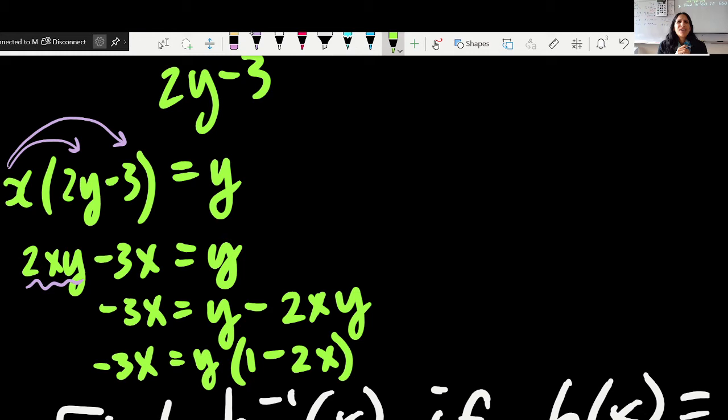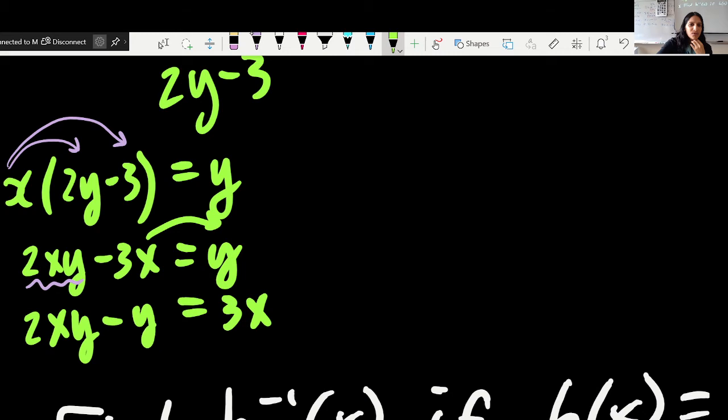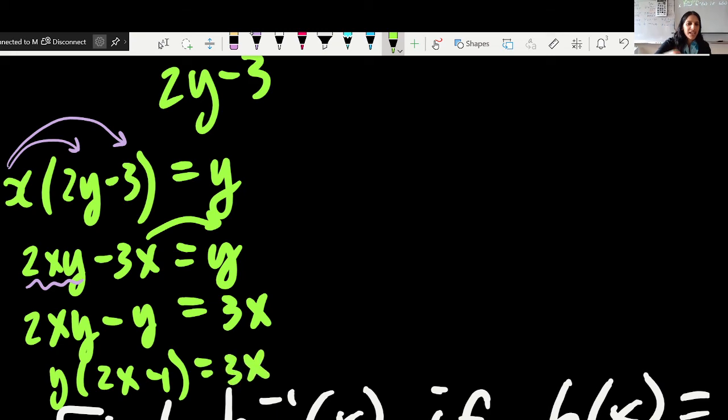Oh, it would have been smarter to do it the other way around so I didn't have the negatives to deal with. Can I backtrack and do that? Is everyone okay with that? Sorry, everyone who's copying down what I'm doing. Let's pull over the 3x and let's pull the y over here. So 2xy minus y equals 3x, just so we don't have to deal with the negatives at the end. We could, but this will just be a bit easier. And then we have y times 2x minus 1 equals 3x.